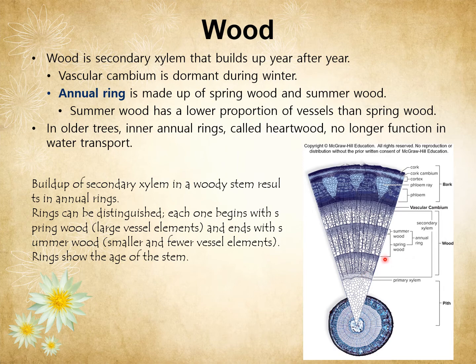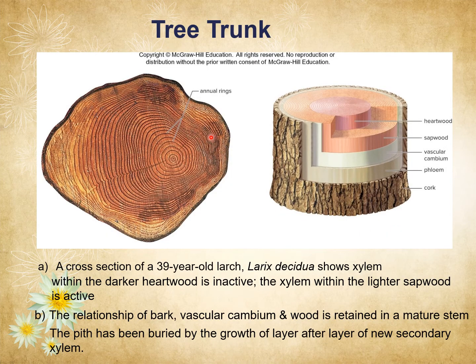So this is the spring wood. See here, they have large vessel elements, and then this is the summer wood, which has smaller and fewer vessel elements. This is called the annual ring. Okay. This is a cross section of a 39-year-old larch, which shows the xylem within the darker heartwood, which, when it gets darker, is actually inactive. The xylem within the lighter sapwood is active.